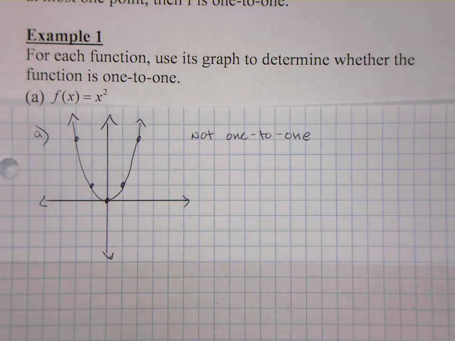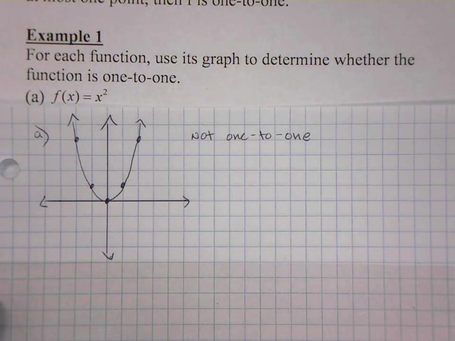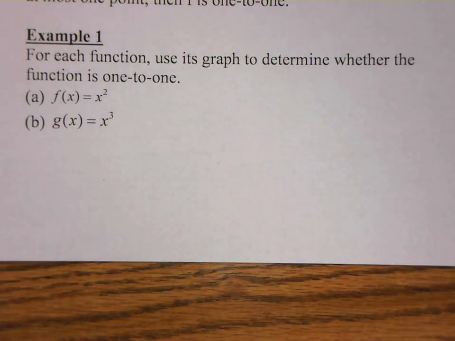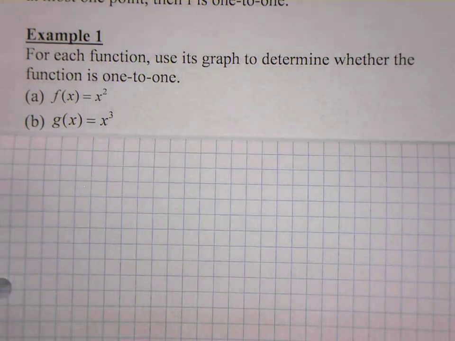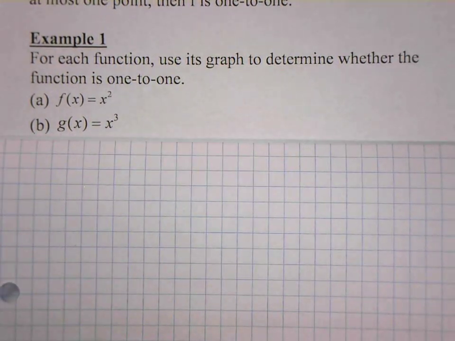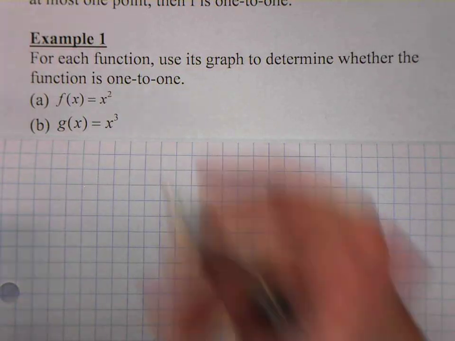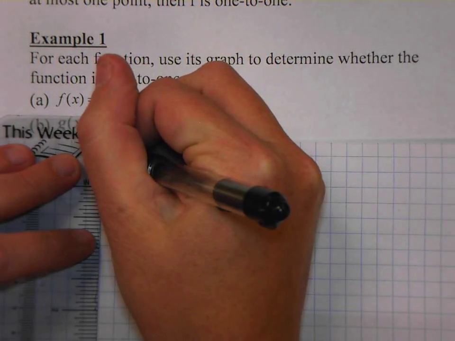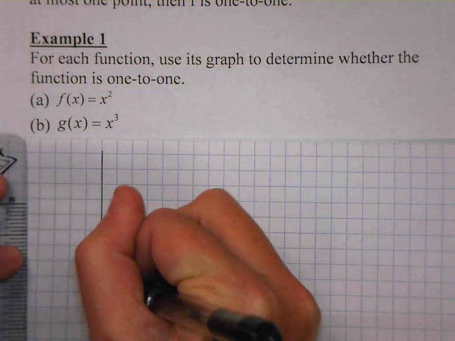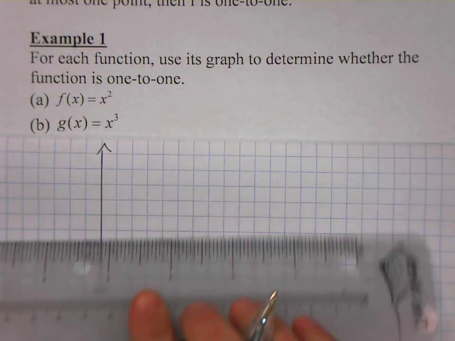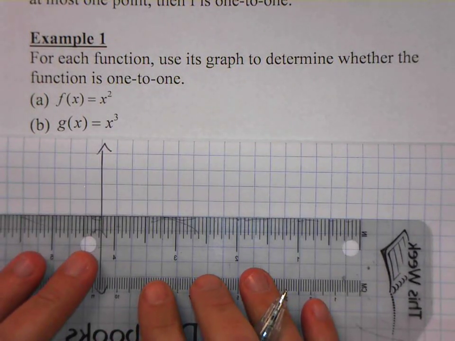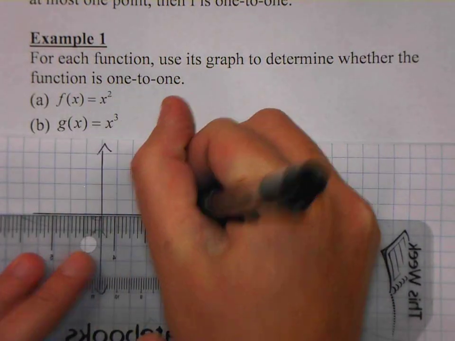And then one more graph we can take a look at. Letter B is the cubic. So again, if you want to take a look in your little yellow booklet, you would see what the graph of this looks like. But if I just quickly sketch it, just enough so that I can do the test.